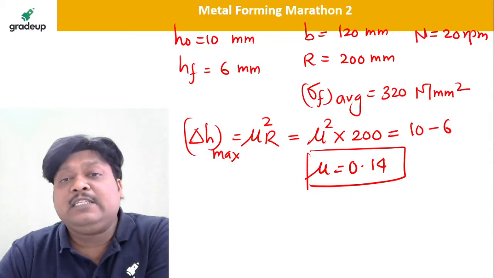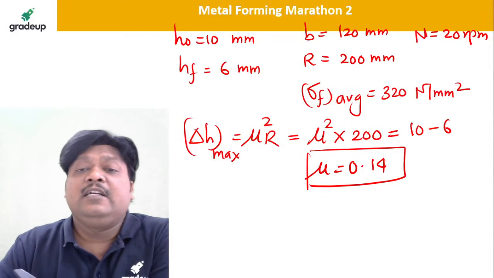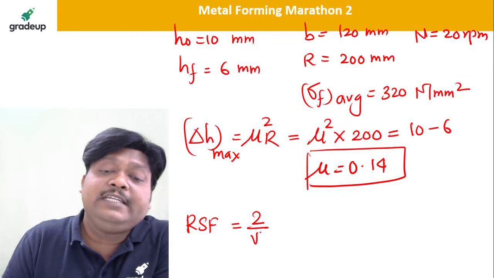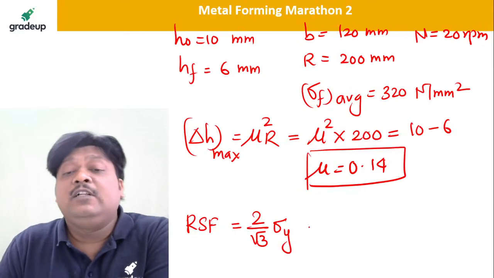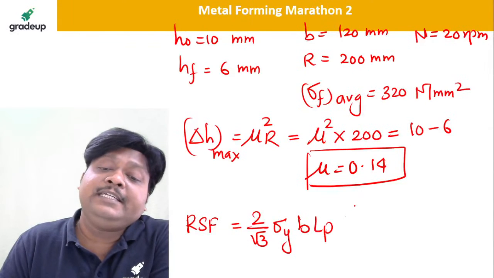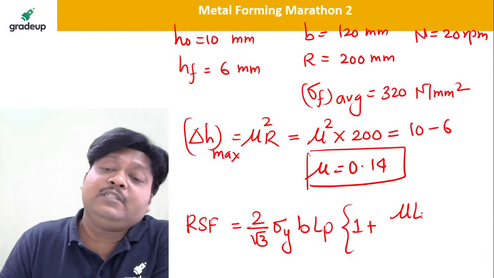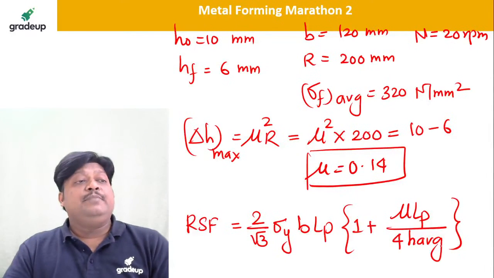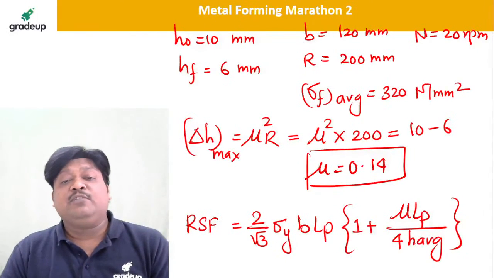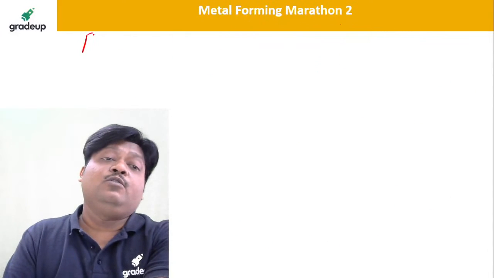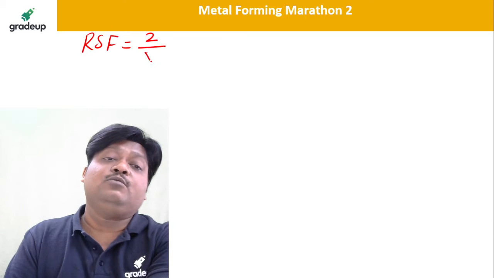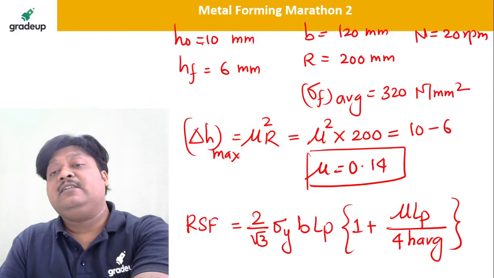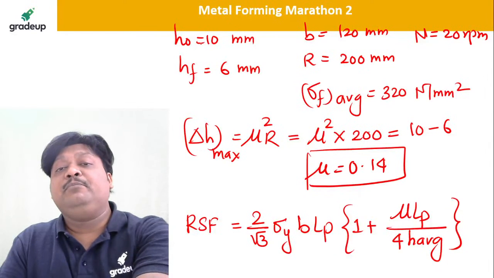Okay, take all the calculators along and try to do the calculations. Now go on with the calculation of the force. Roll separating force first. Roll separating force is 2 by root 3 sigma flow into B times LP into bracket 1 plus mu times LP divided by 4H average. Tell me the value of RSF, roll separating force. Roll separating force is equal to 2 by root 3, sigma flow is given 320. I hope it is clear. Then B into LP.